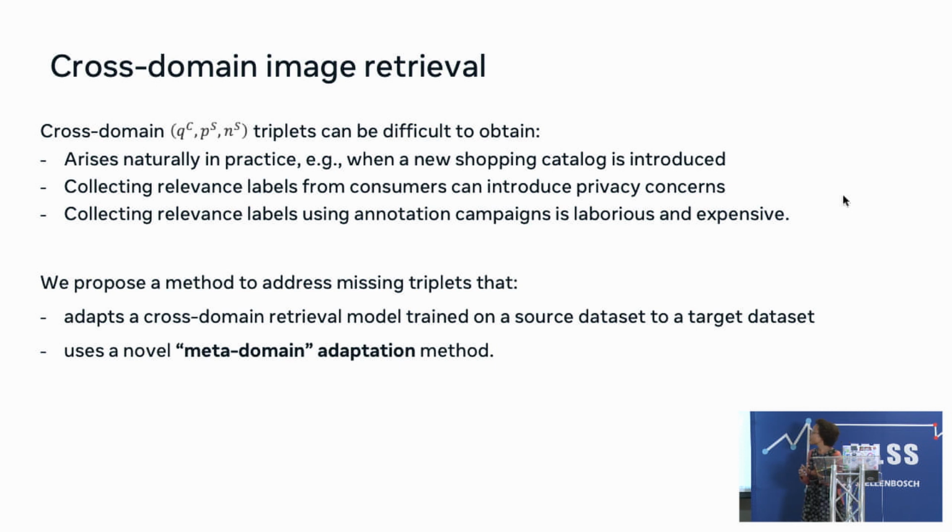So what we're going to propose in this method is really how to address these missing triplets, right? How can we construct triplets when we have some data that's new and unlabeled, and then we have a source data set with some labels, okay? What we're going to do is take a model that's trained on our source data and then adapt it to our target data set using a meta-domain adaptation approach. I'm going to describe what I mean by that.